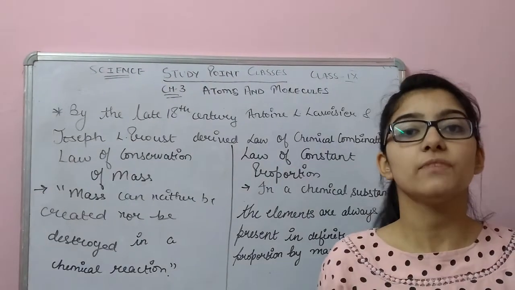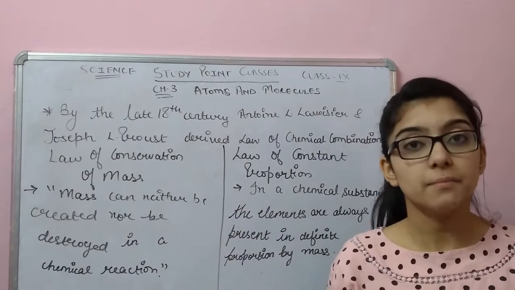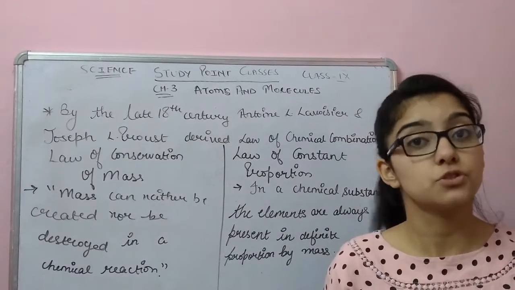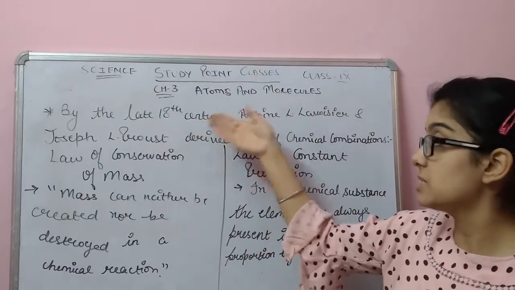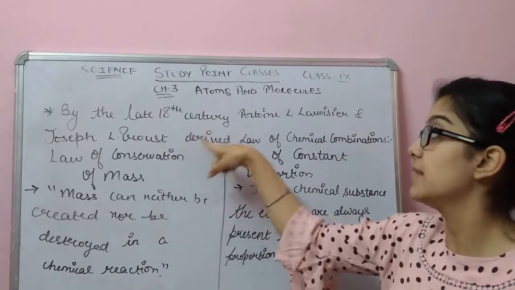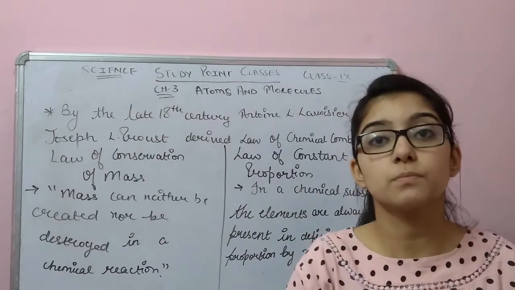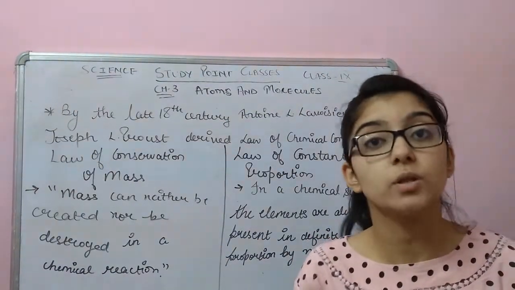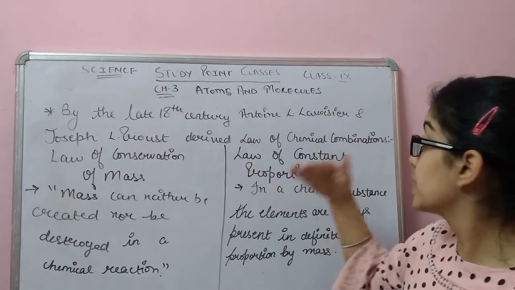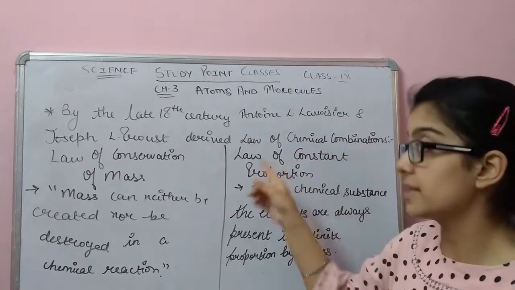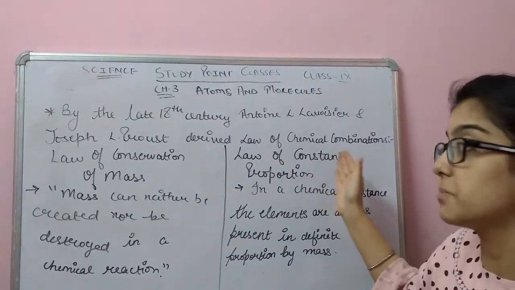Now, by the end of the 18th century, Antoine Lavoisier started to notice that some elements could combine with each other and could show different chemical properties. So hence, by the late 18th century, Antoine Lavoisier and Joseph L. Proust derived laws of chemical combination, that is, how the elements could exhibit various properties and could combine with each other. These scientists gave two laws of chemical combination: first is the law of conservation of mass and the second is the law of constant proportion.